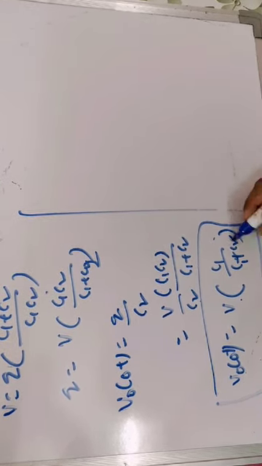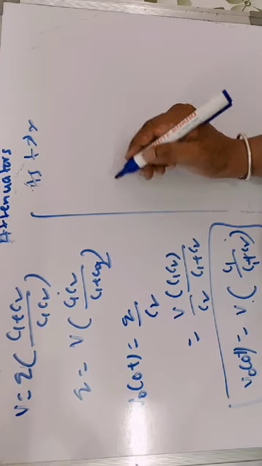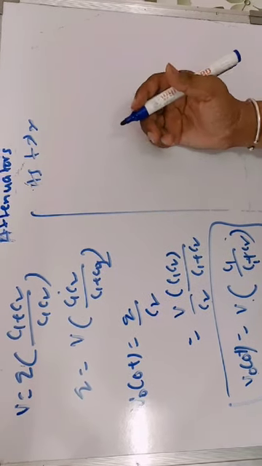Now we will discuss as t tends to infinity. As t tends to infinity, in steady state the capacitors are considered as an open circuit.